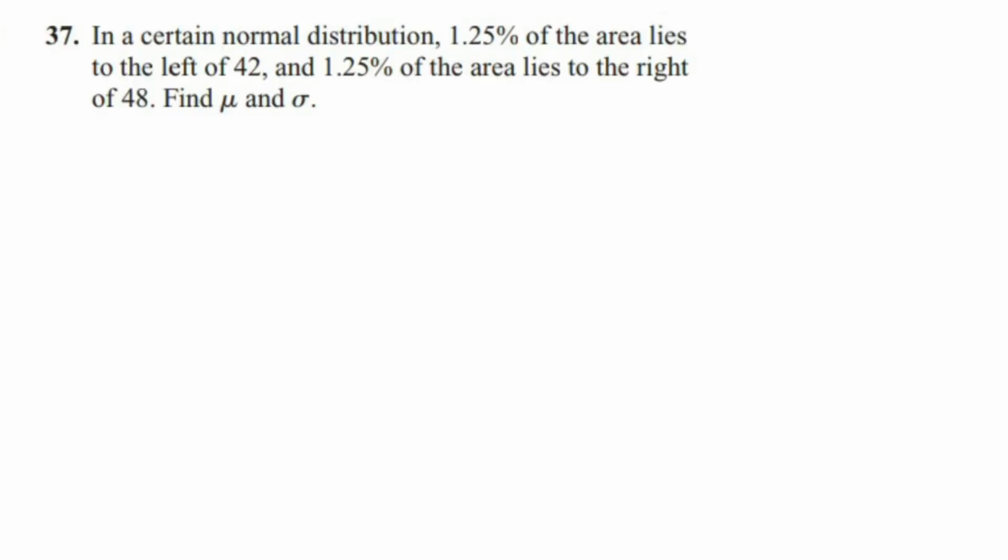And the last item we're going to solve is item number 37. So again, we will read and analyze the question first. In a certain normal distribution, 1.25% of the area lies to the left of 42 and 1.25% of the area lies to the right of 48. Find the mean and the standard deviation. So the figure will look like this.